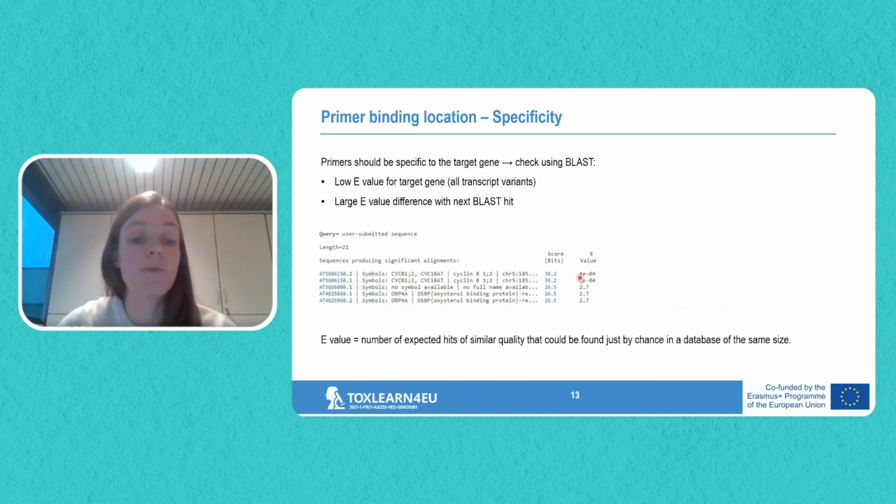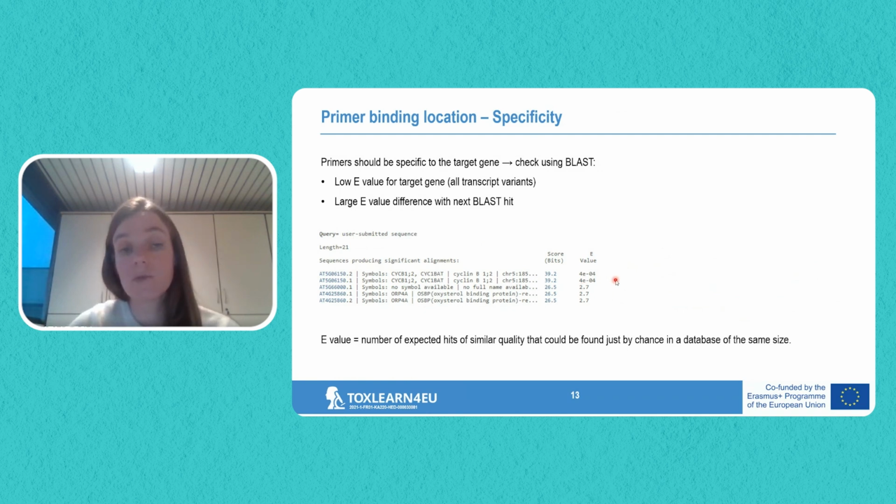So in this case, I made an example here. I designed primers for the cyclin B12 gene from Arabidopsis thaliana plants. And indeed, I saw that my primers are able to bind to the specific gene that I've designed them for. And I can see that because it has a very low E value for this gene. And this is the case for both splicing variants of the gene, because you can see here, the number 1 and number 2 behind the gene names indicate the splice variants. So you can see the E value is low, which means that the primers will bind that gene with a high specificity. And then we can see that the next genes in the list have a much higher E value. And this means that their likelihood to bind to these genes is much lower.